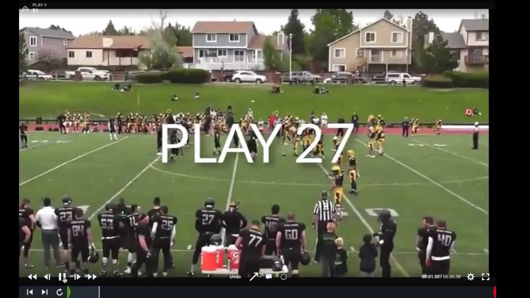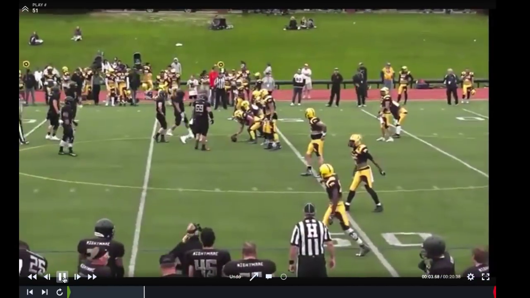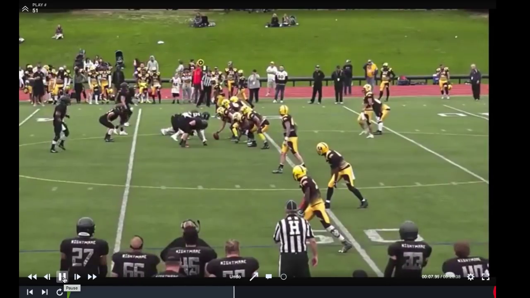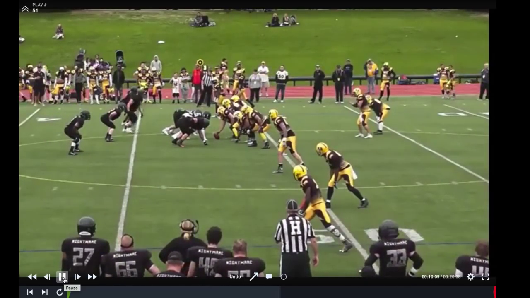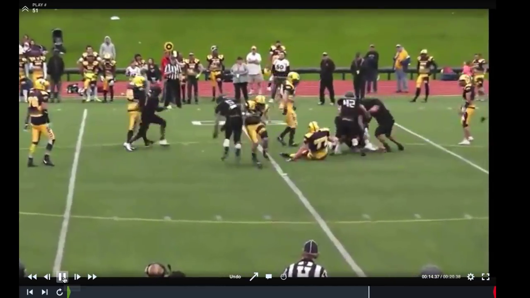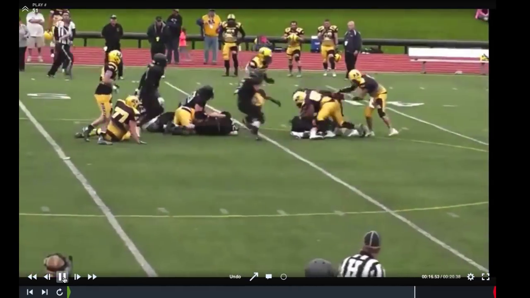Play 27. Here we have a fumble. When in doubt, the ball is out by philosophy. If we're not sure whether the progress is stopped or whether he's down. So he's still breaking free. Ball's out. Good job ruling fumble on that.